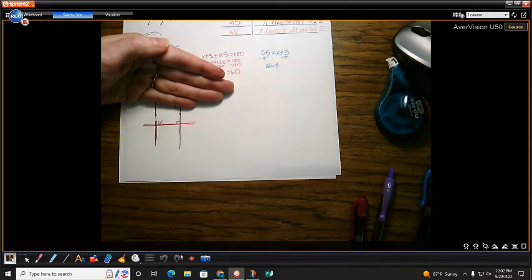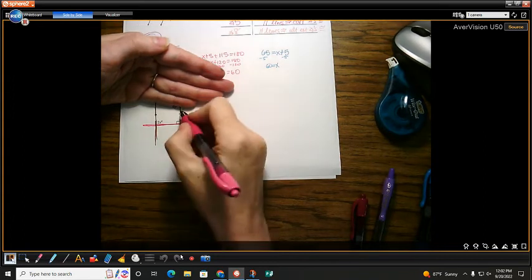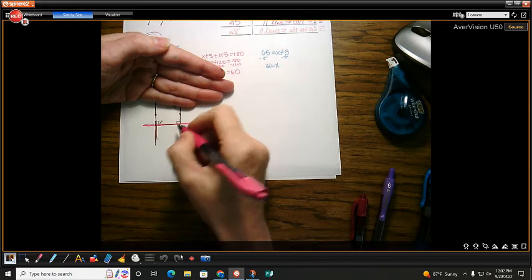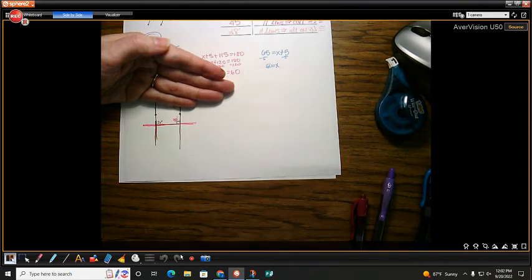Right here, what do I get in this picture that could be useful? The 90, the right angle. Oh, I have a right angle. What do right angles imply? The measure is 90 degrees. What else do I have that I can get?